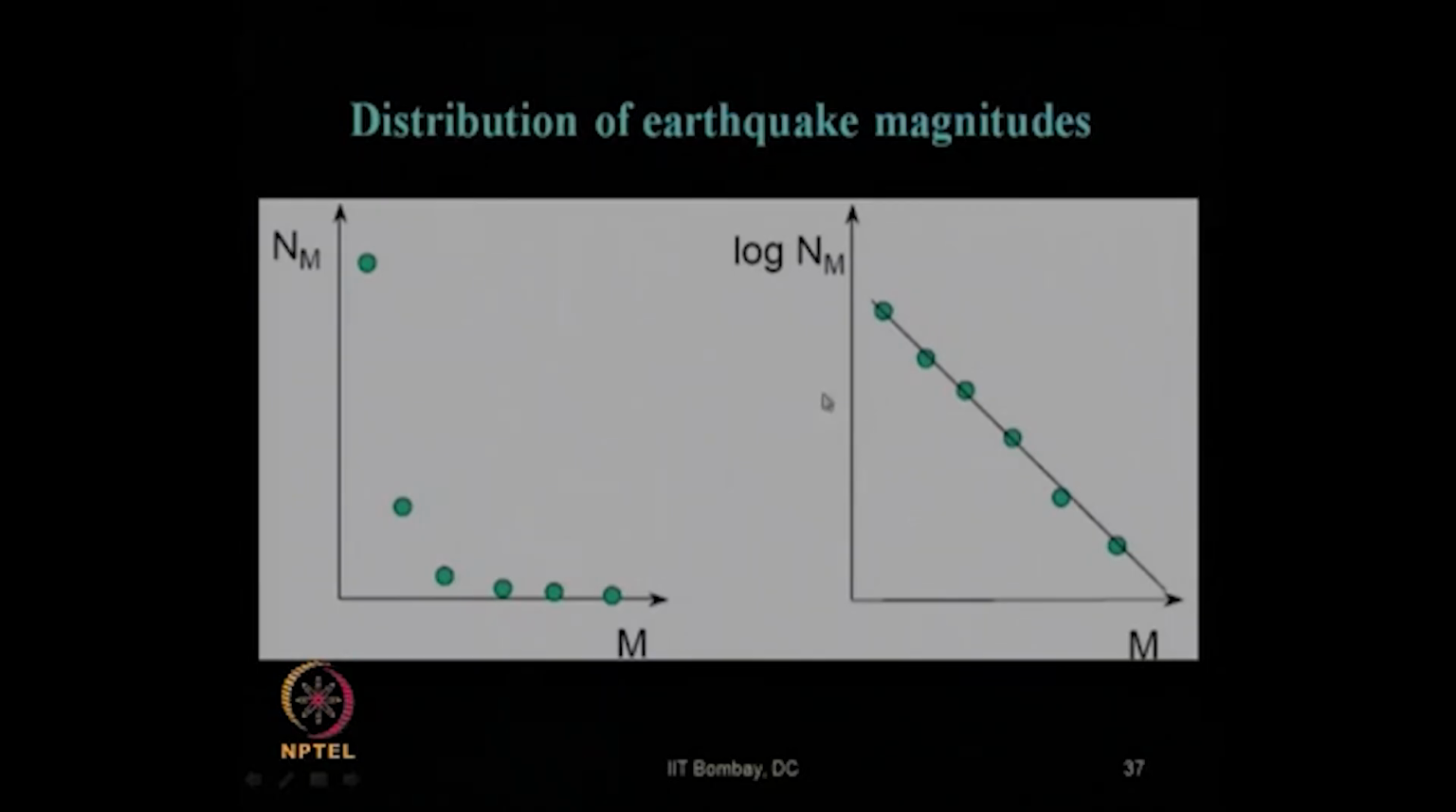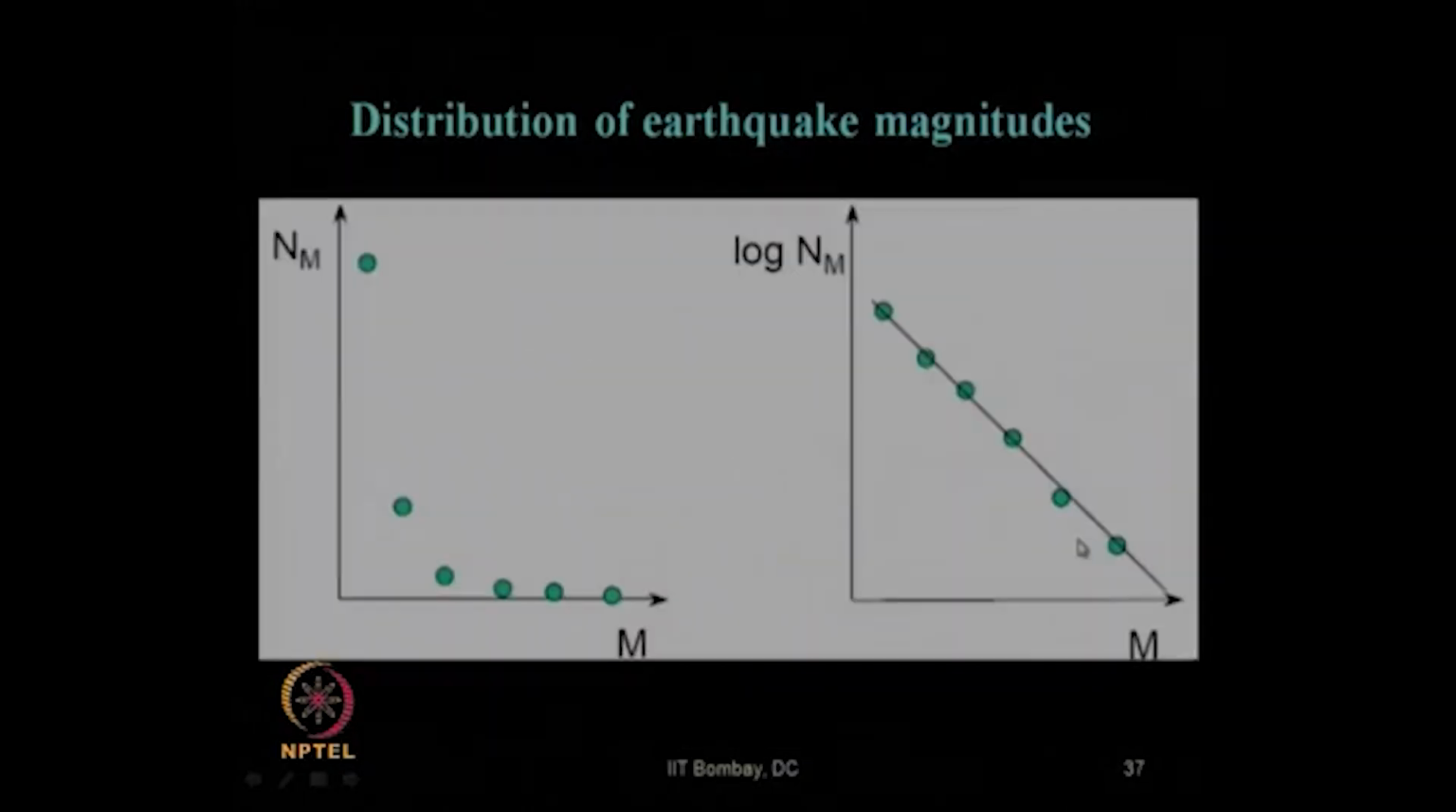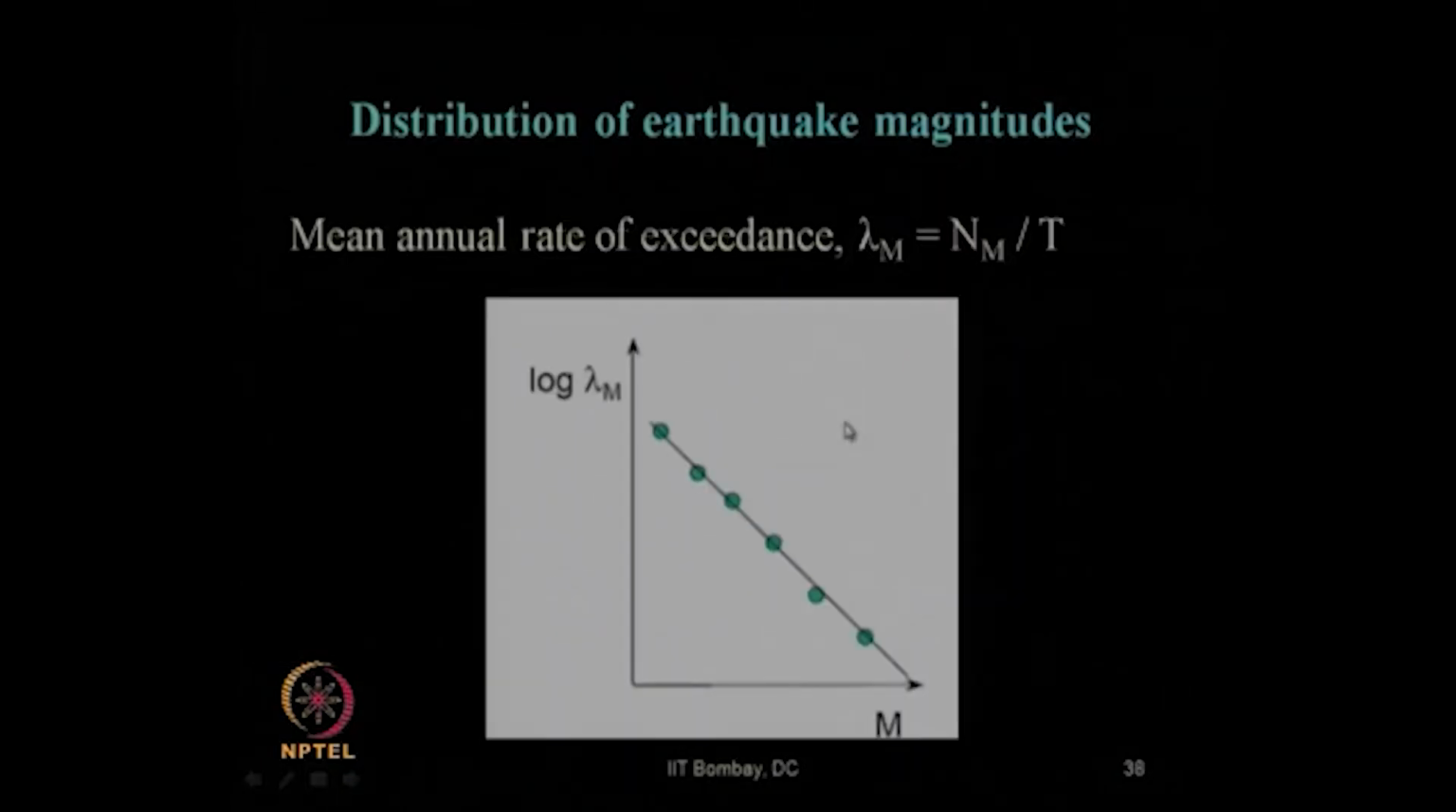This is called the Gutenberg-Richter recurrence law. Recurrence means how many times that magnitude will occur. So, we will see that soon. This data, from the previous plot, we can redraw in another fashion. What way can we plot it?